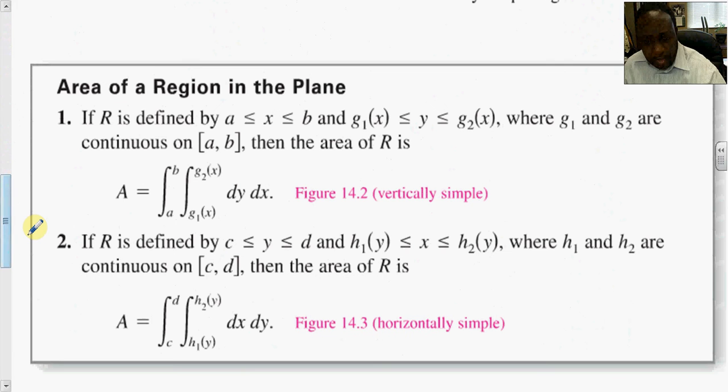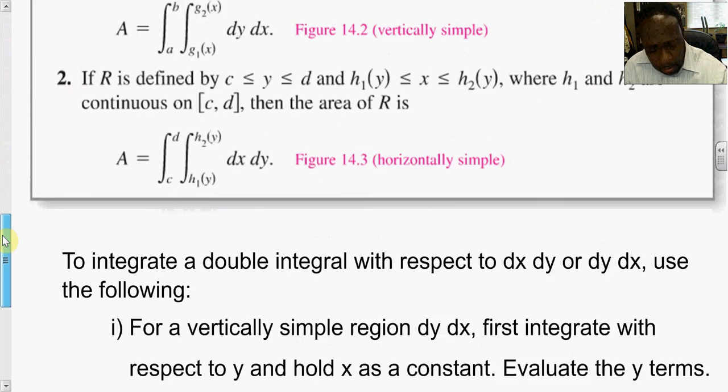So we give the definition for the area of a region in a plane if it's vertically simple or if it's horizontally simple. R is defined for vertically simple where x is bounded by two vertical lines, x equal a, x equal b. Y is contained by two functions below and above, g sub 1 and g sub 2. The functions g are continuous on the closed interval a b, then the area is defined here. And then the same argument for horizontally simple.